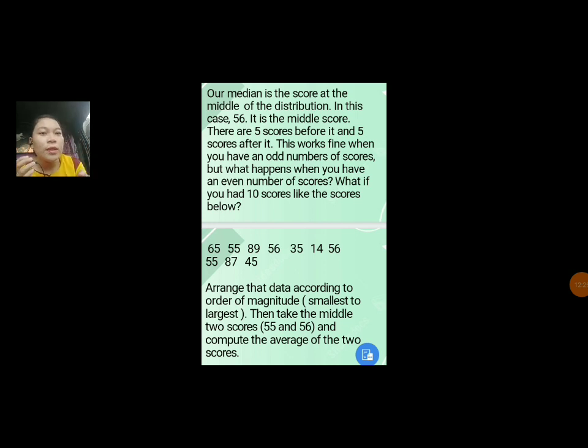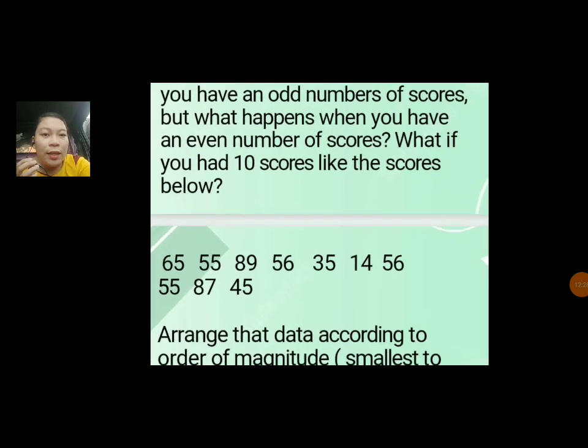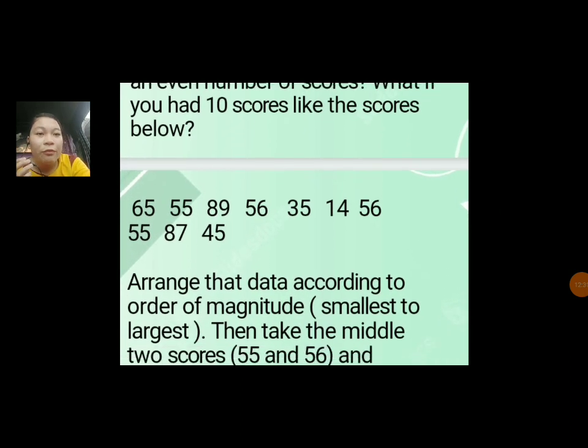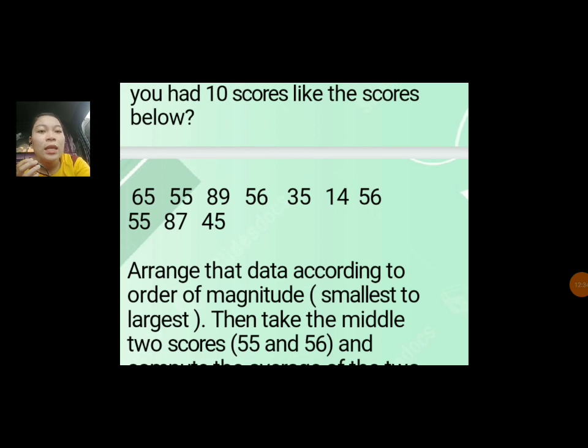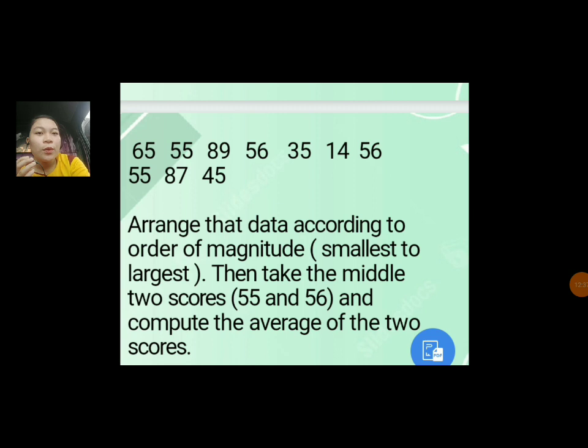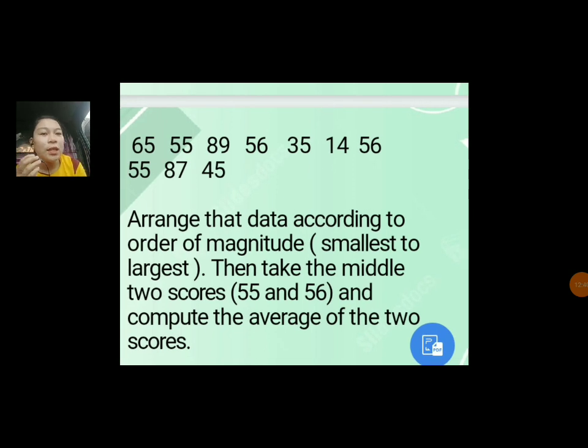So what if you had 10 scores like the scores below? 65, 55, 89, 56, 35, 14, 56, 55, 87, and 45. So how? The first thing to do is to arrange the data according to the order of magnitude, from smallest to largest. If we rearrange it, we start with 14, followed by 35, then 45, then 55, 55, 56, 56, 65, 87, and 89.